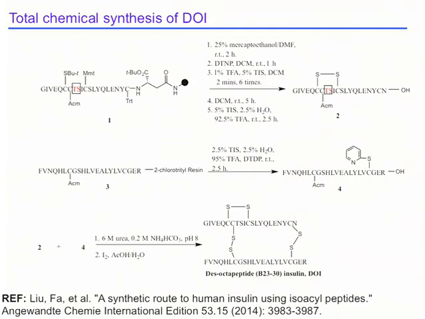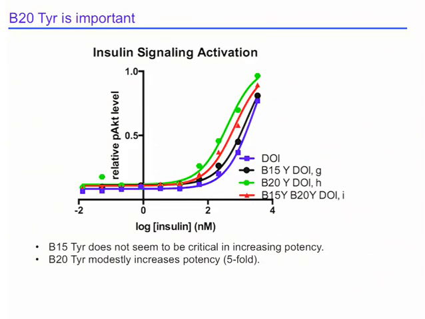The only difference is we have a shorter B chain here, and then we can just start to mutate different positions and introduce what we want. So we made human DOI in a way that we put one tyrosine on the B15, on the B20, or we put it on both.